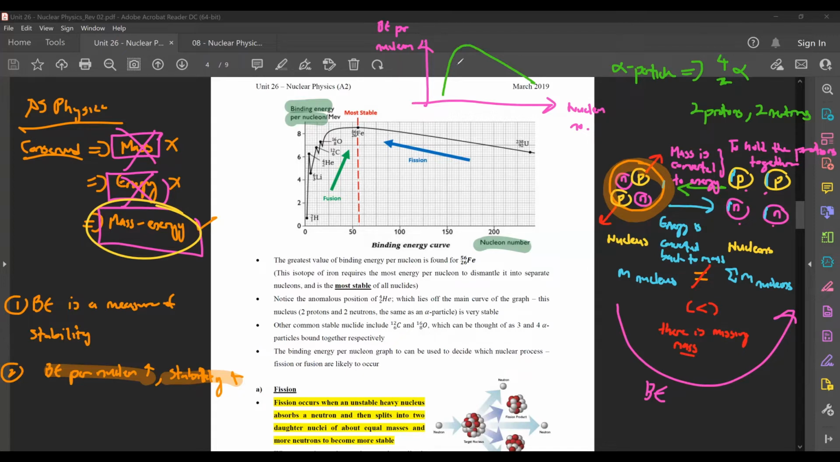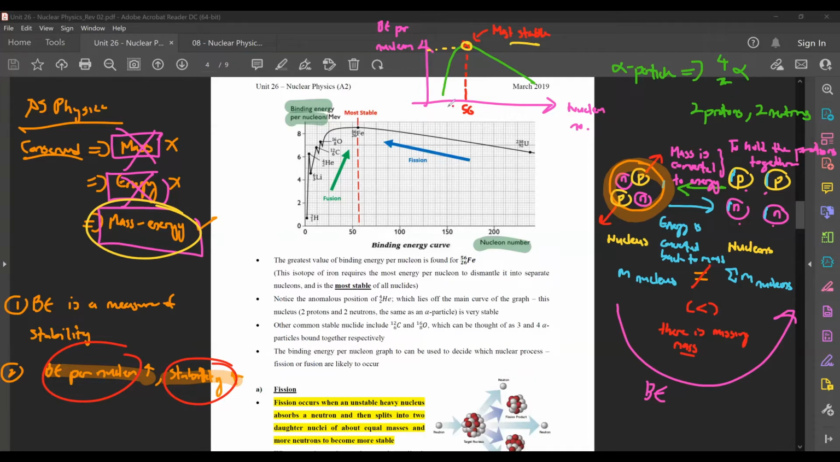Now when you're looking at the graph for binding energy per nucleon versus nucleon number, you need to remember where the peak is. The peak is over here, and this one is 56. This point here is actually the most stable. Remember just now I told you binding energy per nucleon is a measure of stability. The higher the value of binding energy per nucleon, the higher the stability, right? So this particular point at the peak is where your binding energy per nucleon is the highest. It's actually the most stable.